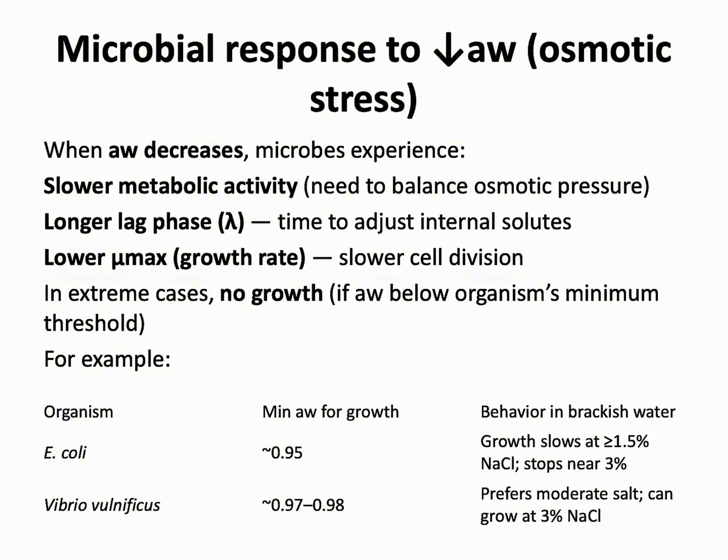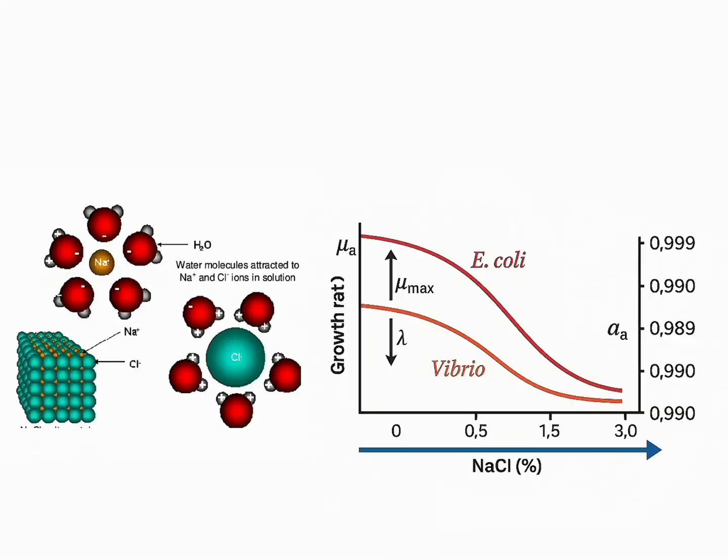Here we can see two examples, E. coli and Vibrio vulnificus, if I pronounce it properly, and their behavior in brackish water. If we have brackish water, we can have the data of salinity, temperature, and pH, which are important in this platform, ComBase. We're going to talk about ComBase soon, and how it will impact this.